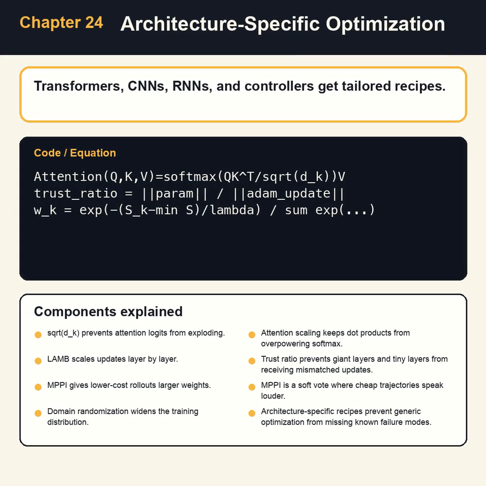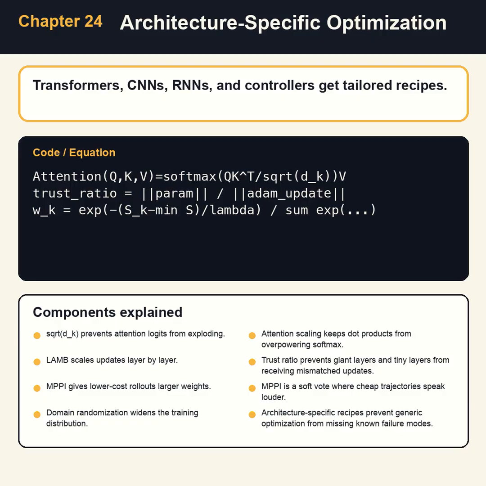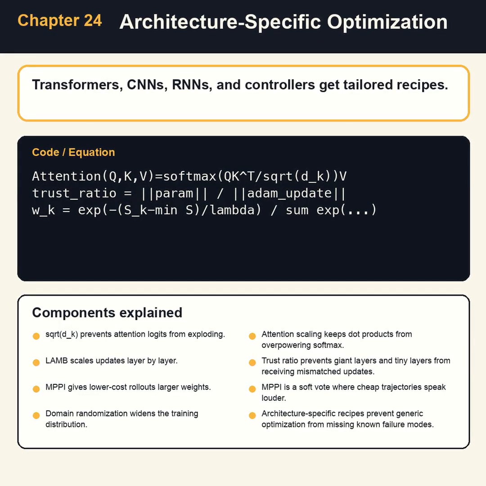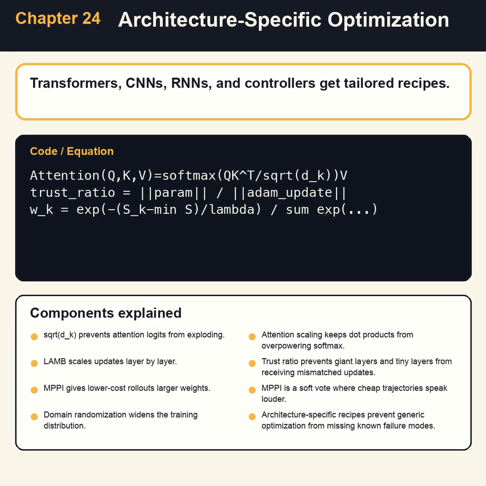Architecture-specific optimization. Real-world analogy. Race cars, cargo ships, and drones all need different tuning even though each uses engines, controls, and safety limits. Transformers need attention scaling, warm-up, and often a damn war lamb. RNNs need clipping. Learned control uses sampling weights and domain randomization for robustness.